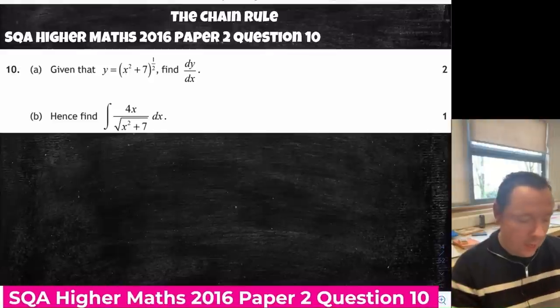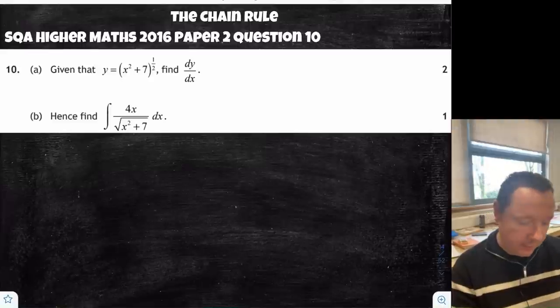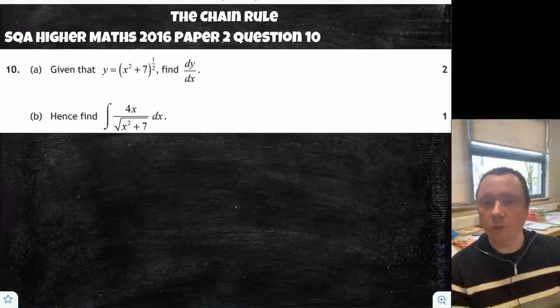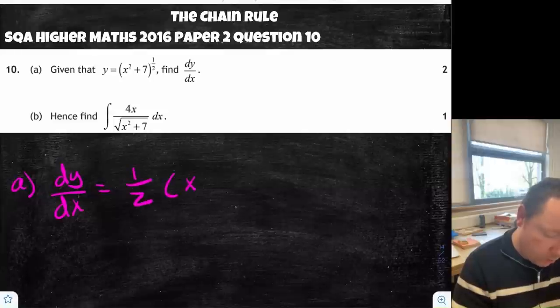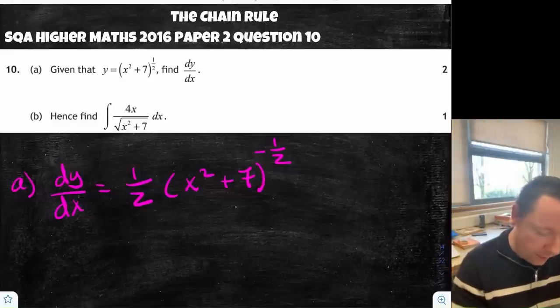The chain rule. SQA Higher Maths 2016, paper 2, question 10. Given y equals (x squared plus 7) to the half, find dy by dx. And then part B, hence find the integral of this function, which we'll use our answer to part A to do. So part A, dy by dx is equal to, take the half down to the front, (x squared plus 7), take 1 off the power, minus a half.